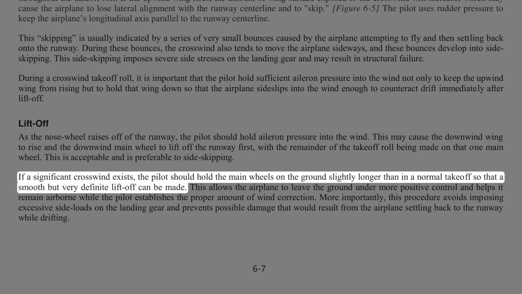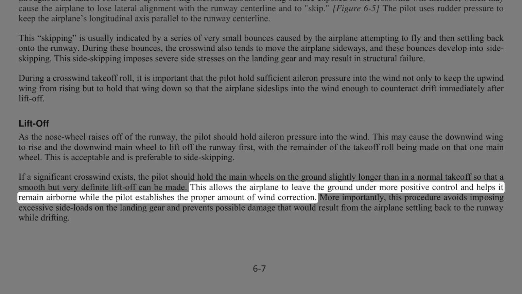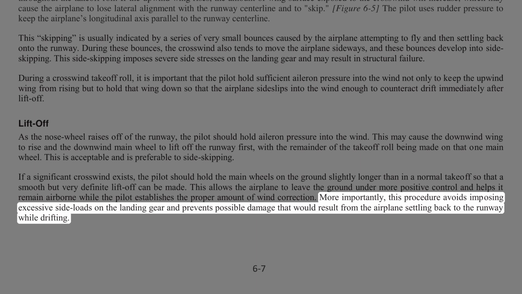If a significant crosswind exists, the pilot should hold the main wheels on the ground slightly longer than in a normal takeoff so that a smooth but very definite lift-off can be made. This allows the airplane to leave the ground under more positive control and helps it remain airborne while the pilot establishes the proper amount of wind correction. More importantly, this procedure avoids imposing excessive side loads on the landing gear and prevents possible damage that would result from the airplane settling back to the runway while drifting.